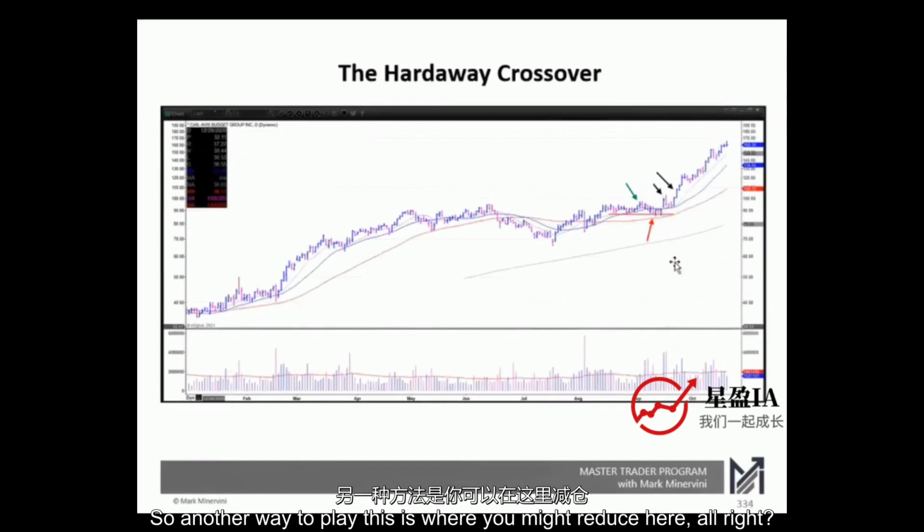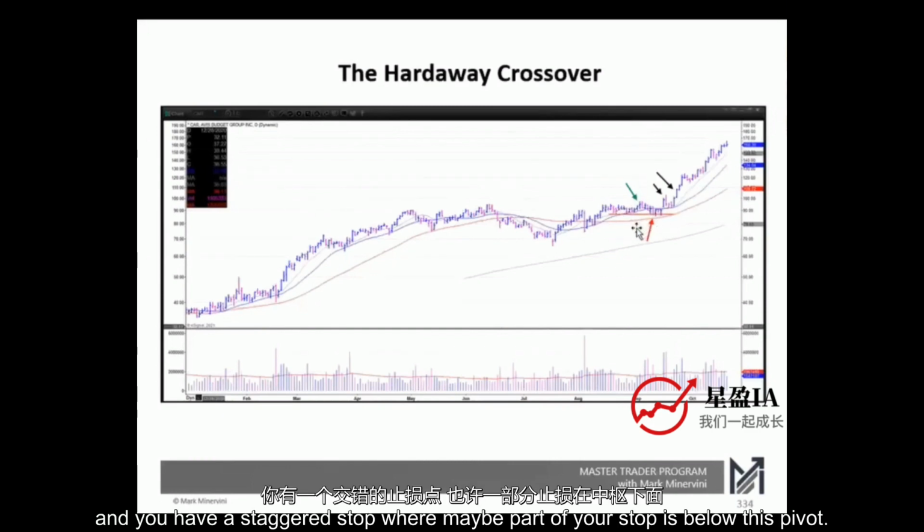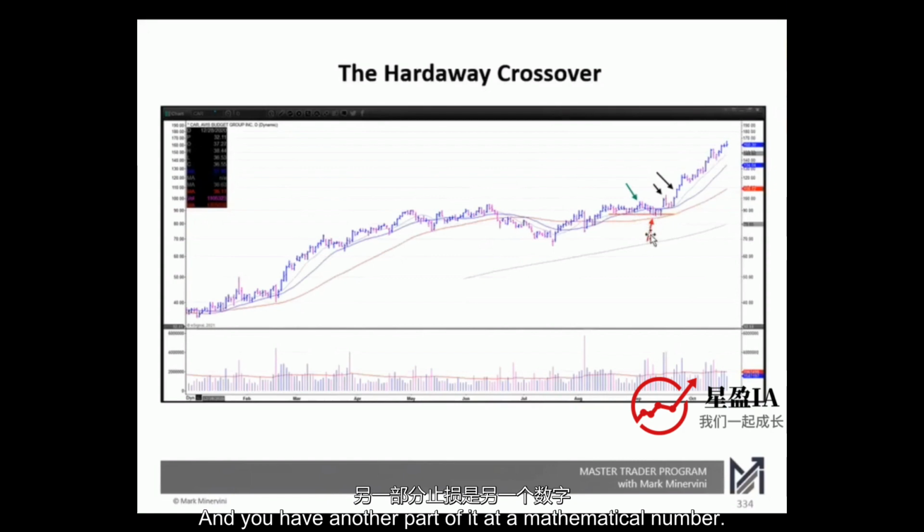So another way to play this is where you might reduce here. Maybe you have a little bit bigger stop, and you have a staggered stop where maybe part of your stop is below this pivot, and you have another part of it at a mathematical number. So below the pivot is 4 or 5%, and maybe you have the other half at 7, 8, 9, 10%. Well, you only got stopped out on half. So now when it comes back, it sets this up, and you add back. So that's the Hardaway crossover.